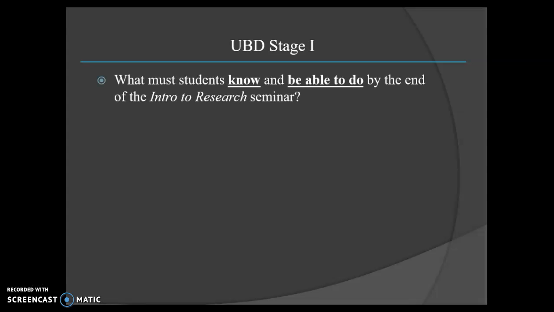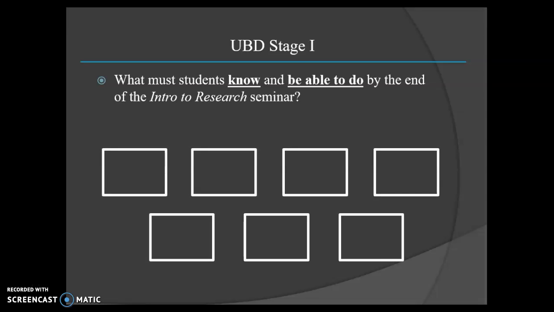When we think about designing a course, we pledge to the Understanding by Design, or UBD, framework. Stage one demands that we ask, what are the outcomes that we're aiming for students? In this case, for this class, we have one key question. What must students know and be able to do by the end of the Introduction to Research seminar? What we do is we use these little half-cut note cards. We write on them all the things that we must get out of the course. And in this one credit seminar, we have itemized these things for you on the very next slide.